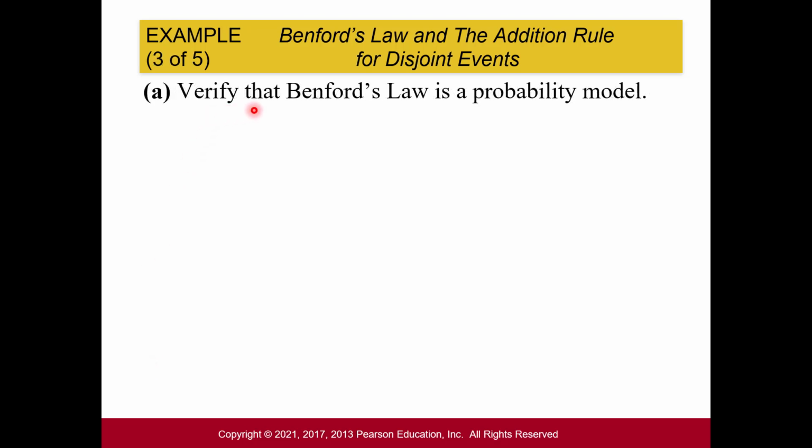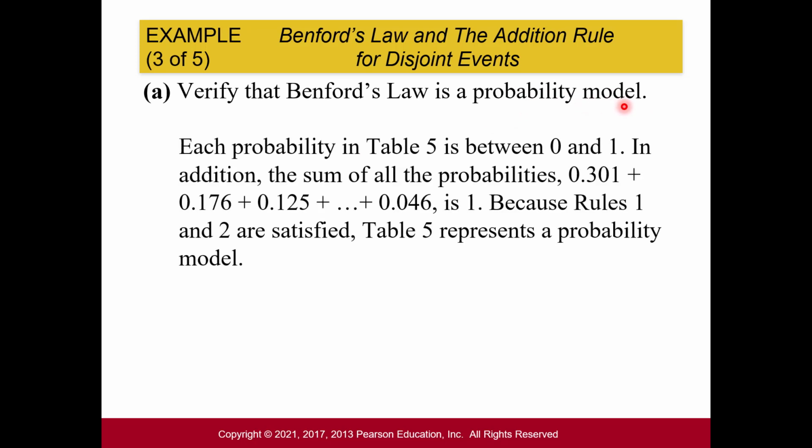So we're going to first verify that Benford's law is a probability model. So we've talked about a probability model before. It has to list the outcomes and their probabilities, and it also has to satisfy our rules of probability. So each probability in our table is between 0 and 1. If you recall, that was one of our probability rules. And then also, the sum of all the probabilities, if we add them up, is 1. And that was our second probability rule. So because both of our rules are satisfied, this table represents a probability model.